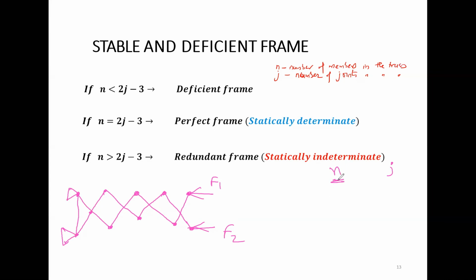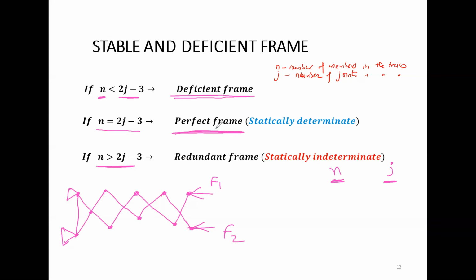Okay, so if you represent the number of members in the frame by the variable n and the number of joints in the frame by the variable j, then if the relation between n and j is n equals 2j minus 3, it will represent a perfect frame. And if the number of members is less than 2j minus 3, it will be termed a deficient frame. And if n is greater than 2j minus 3, then we call it a redundant frame.